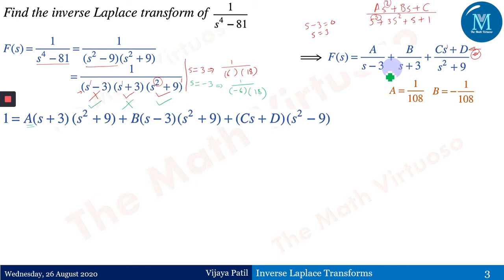Now this is getting multiplied, just to have a compact way. So s minus 3 into s plus 3 will give me s squared minus 9. So instead of s minus 3 into s plus 3, I have written s squared minus 9, just to have these calculations very compact.